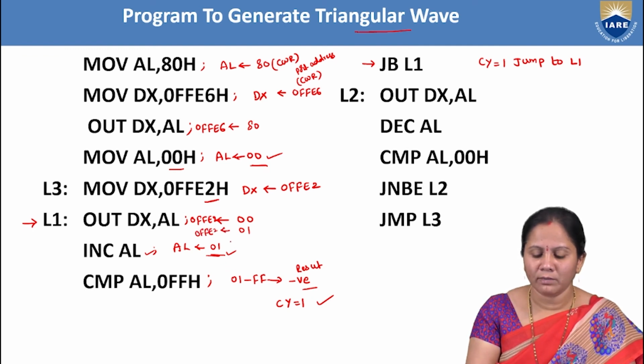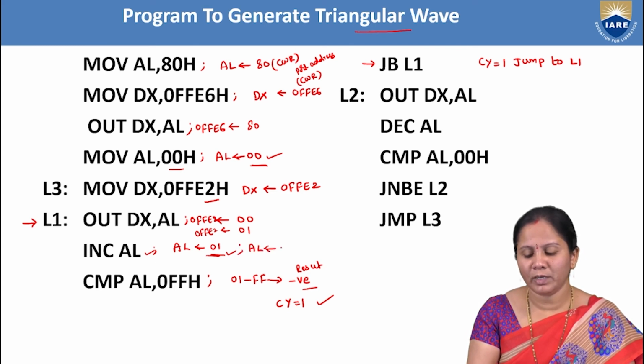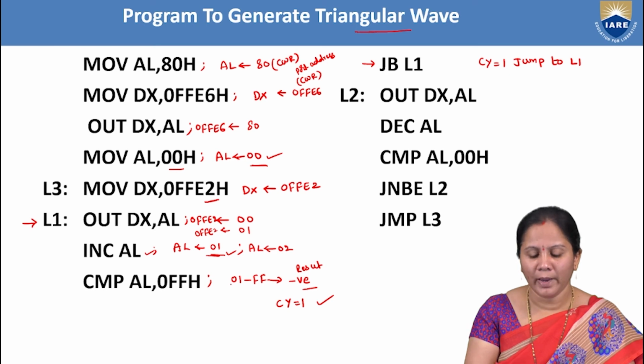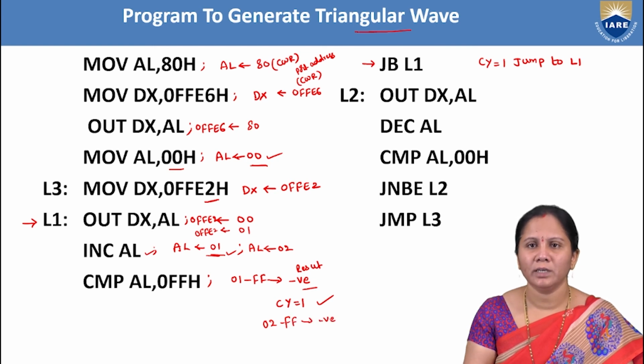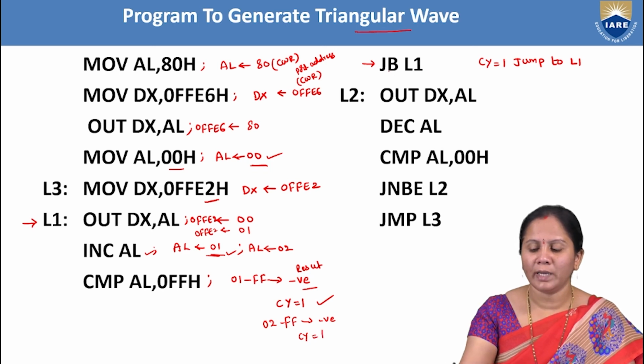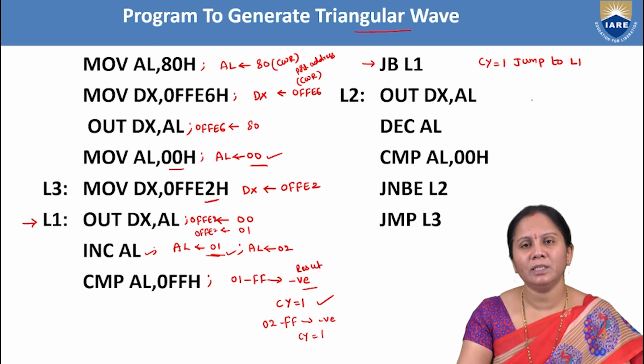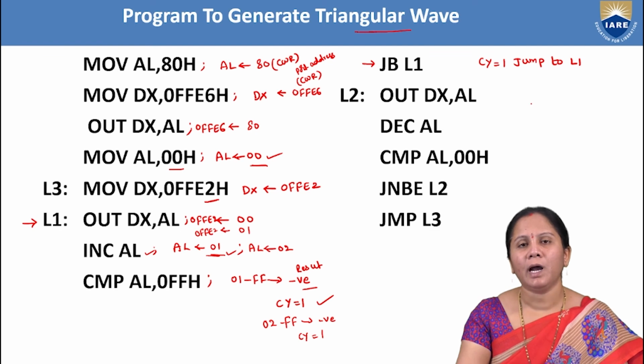And INC AL. So in the next case, AL will be incremented by 1 and compared with FF. Now AL is 02, and it will be compared with FF. In this case also the result is negative, so the carry bit is set. So again the jump if below condition holds. Like that, the same loop will be repeated until it reaches the FF value.